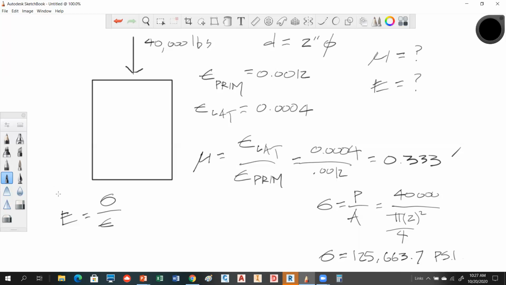Okay, so this we can solve directly, can't we? So stress is 125,663.7. Now we're going to divide this by strain. Which strain do we use here? Does anybody know? Because that's important. We need to use the strain that's in the axial direction. That's happening this way. So that would be what we call the primary strain. You almost really hardly ever talk about lateral strain because look how small it is. It usually doesn't really even mean anything. So when we solve this, let's see what we come up with.